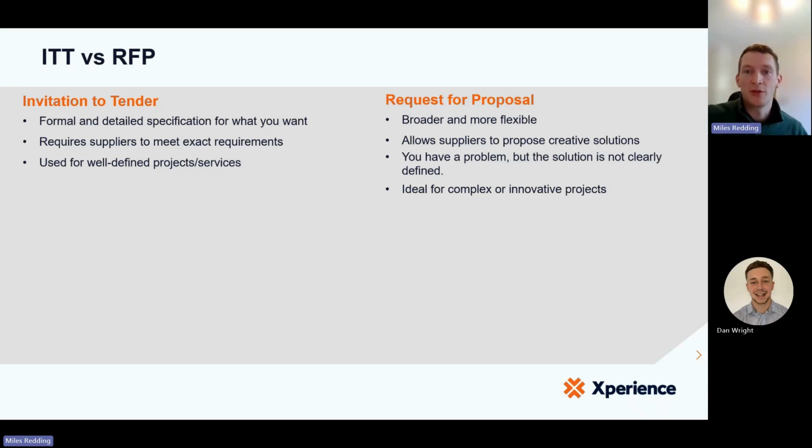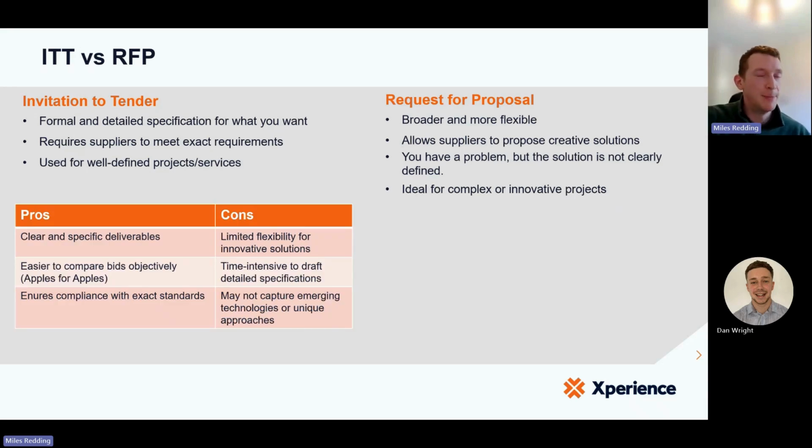Once again, there's pros and cons to each, which I want to expand on a little bit here. So in terms of the ITT, the real clear pros are clear and specific deliverables. It's far easier to compare apples for apples because everyone's bidding against the same requirement and scope, and it ensures compliance with those exact standards. The downside of the ITT is it does limit the flexibility that bidders have. As I said, it's quite prescriptive. You're asked to bid against a predefined specification. So sometimes you lose some of that innovation that you might want to seek from the chosen partner.